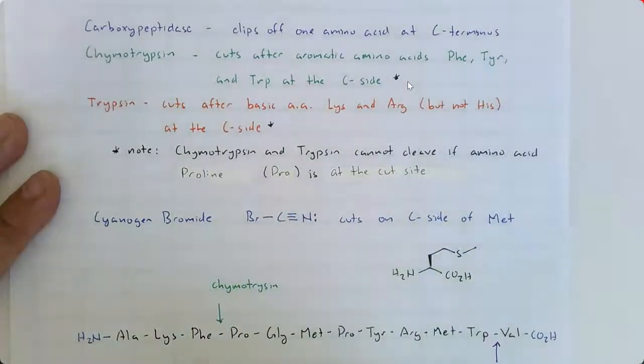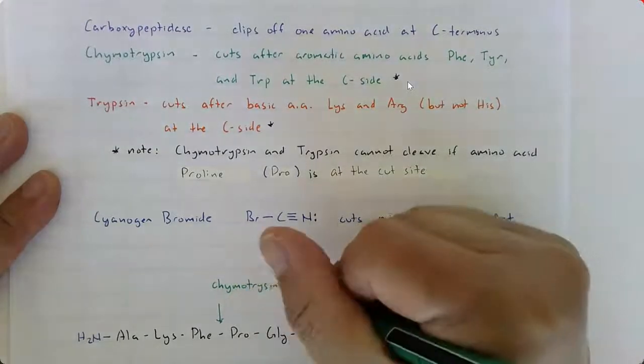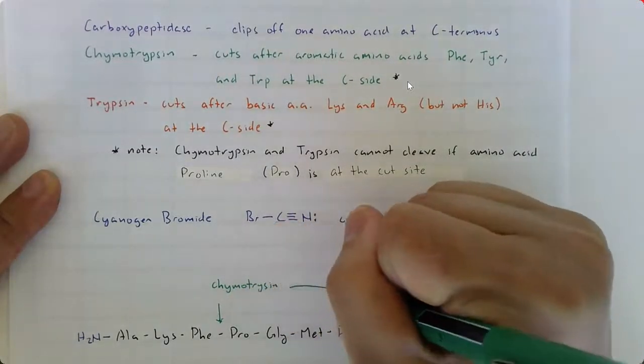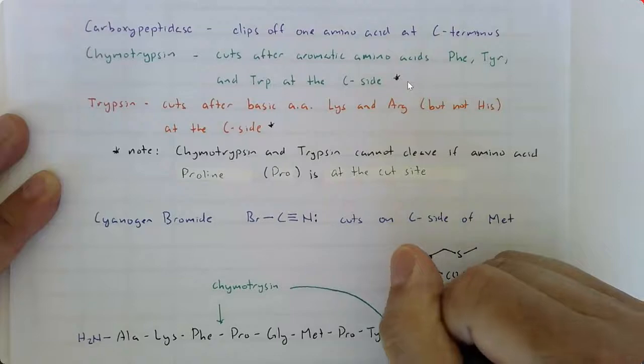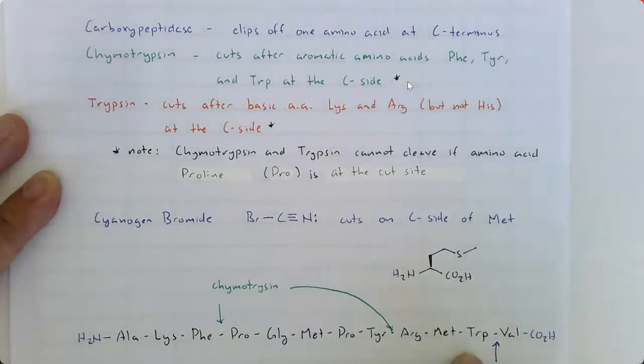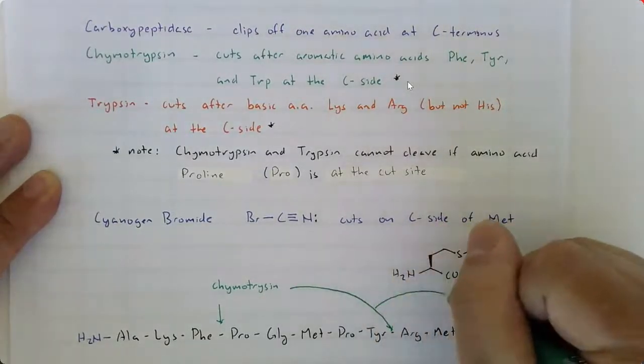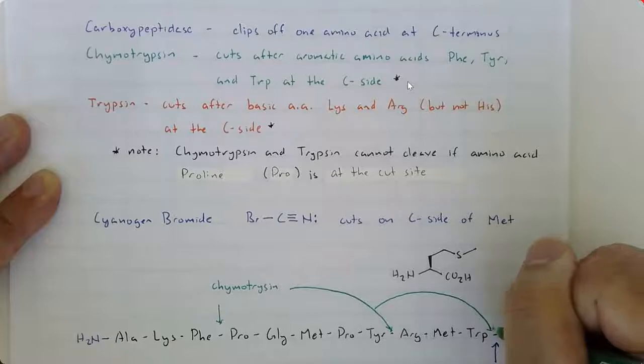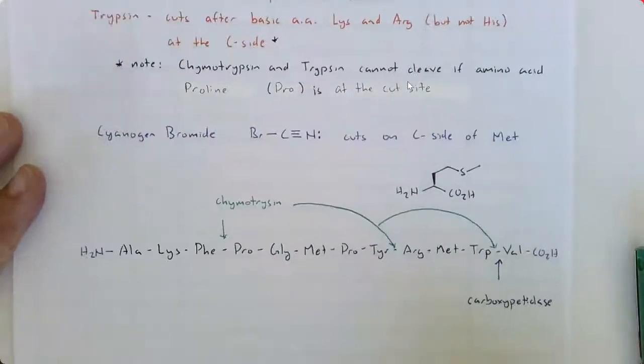Okay, let's keep walking. Tyrosine cuts here, and tryptophan cuts here. Okay.